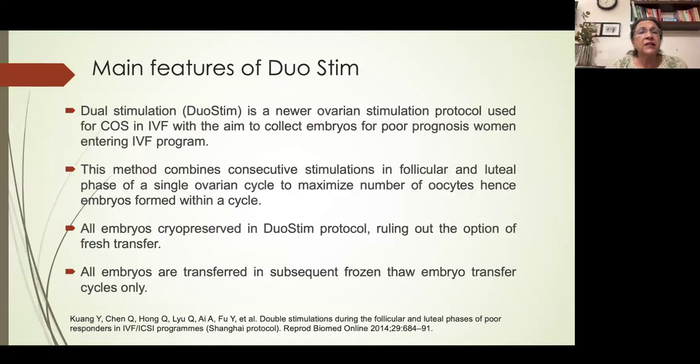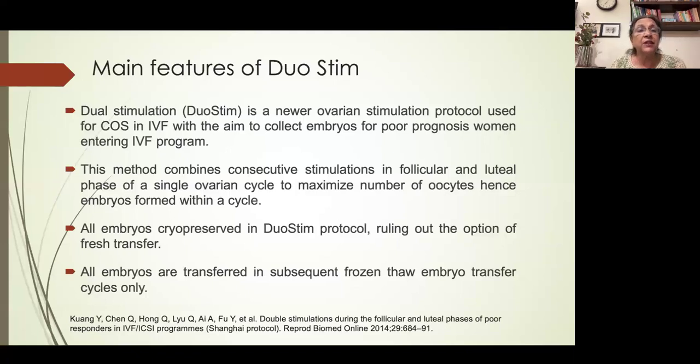So what are the main features of duostim? It is a newer ovarian stimulation protocol used for controlled ovarian stimulation in IVF only. Only IVF, because when we stimulate multiple times, the endometrium is all confused. It cannot implant an embryo. So we just overlook the endometrium. Endometrium is a different area, a different part where the endometrium is growing. So we don't even look at the uterus. All we are looking at is the ovary.